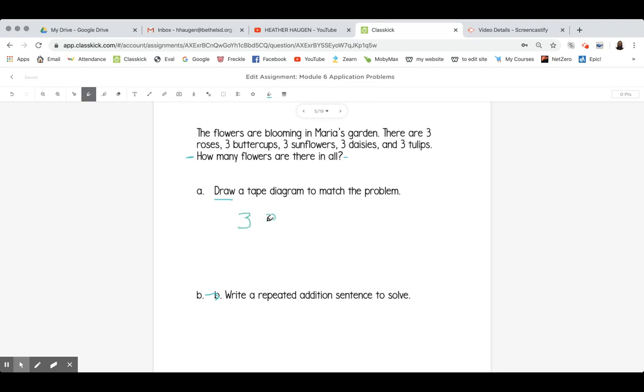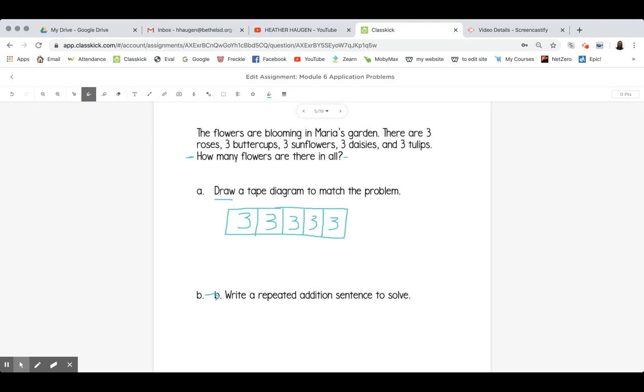Go ahead and do that on yours. 1, 2, 3, 4, 5. So I drew 5 threes, and well, that is not okay. Let's fix that, Mrs. Haugen. Let's try that again. Let's not make it quite so messy this time. Go ahead and make sure you're finishing your tape diagram. There we go.